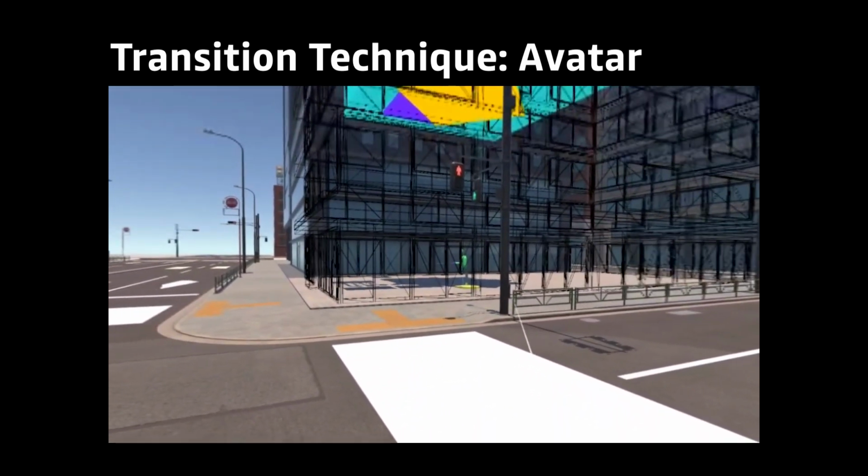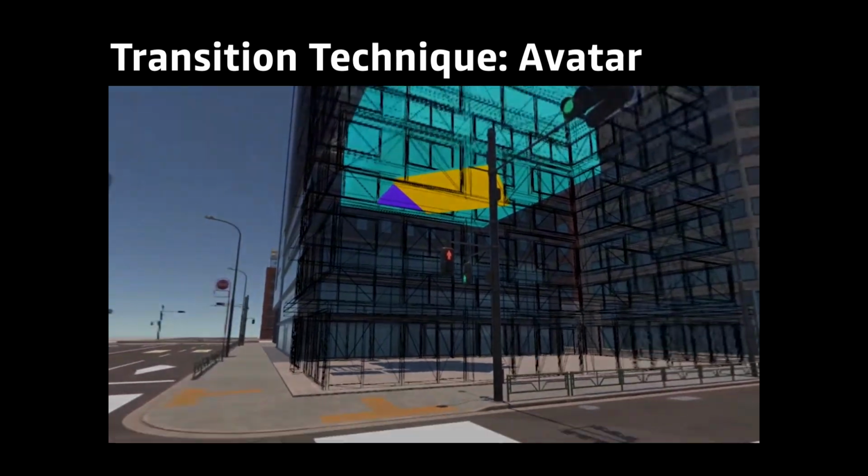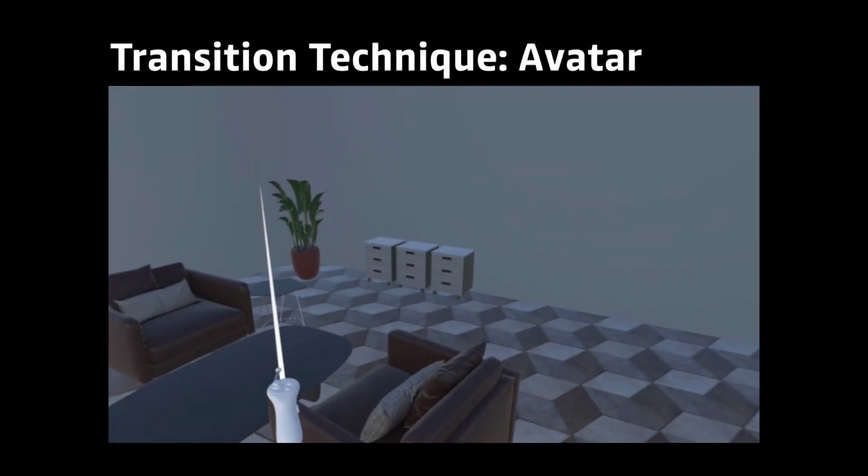Because the user's own viewpoint remains stationary while the avatar moves, the technique externalizes travel motion and avoids visual vestibular conflict.